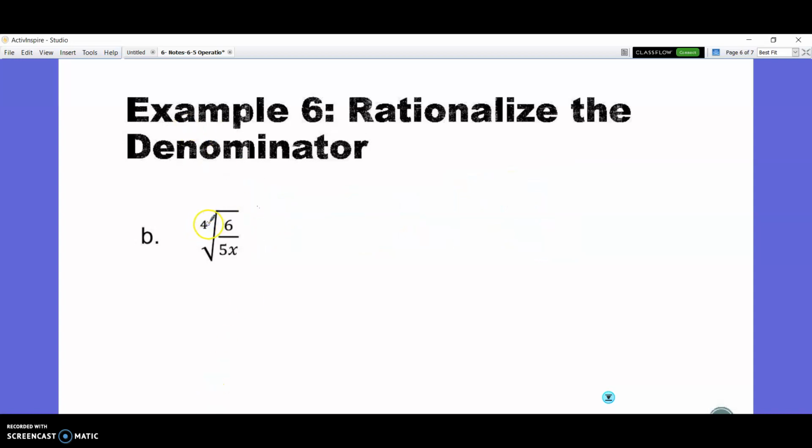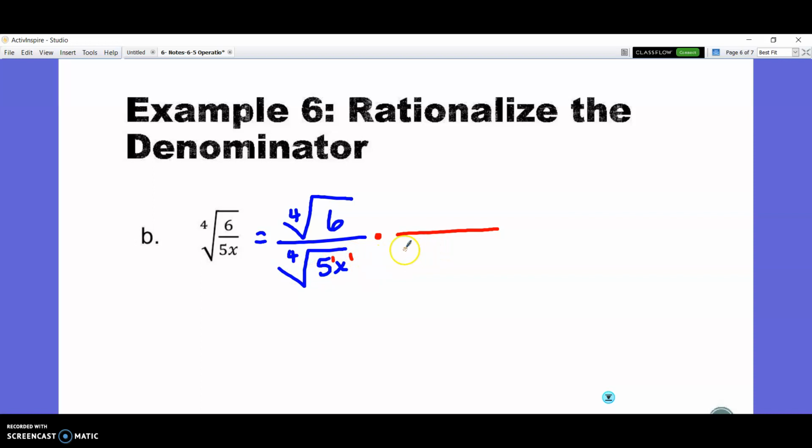Now, if you have the nth root, instead of a square root, so the fourth root of 6 divided by the fourth root of 5x. Now, I can't have the radical in the denominator. 5 is already a prime number. I only have one 5 and I have one x.